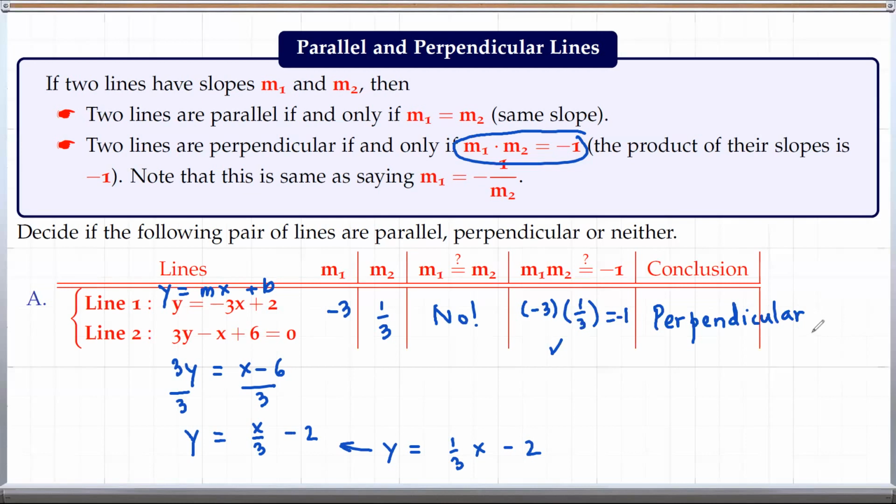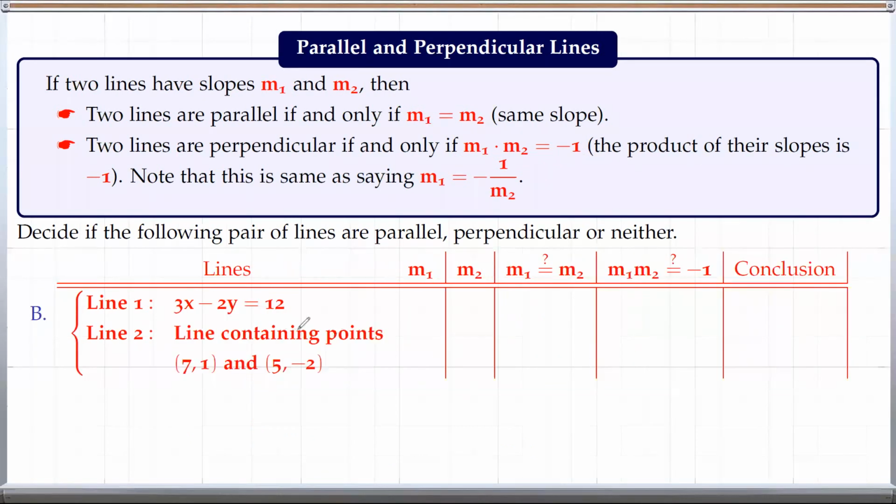Two lines are perpendicular. So again, all we did here is we found the slope of these two lines, and we checked if they are parallel by just checking if the slopes are the same, if M1 equals M2. And we checked if the two lines are perpendicular by checking if the product of their slopes is -1. So in this case, the second condition, M1 times M2 equals -1, came out to be true. So we conclude that the two lines are perpendicular. So let's look at the next example.